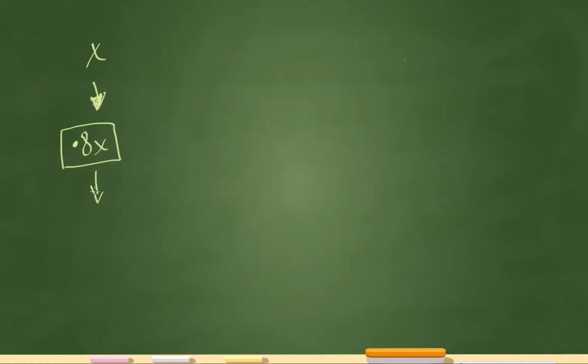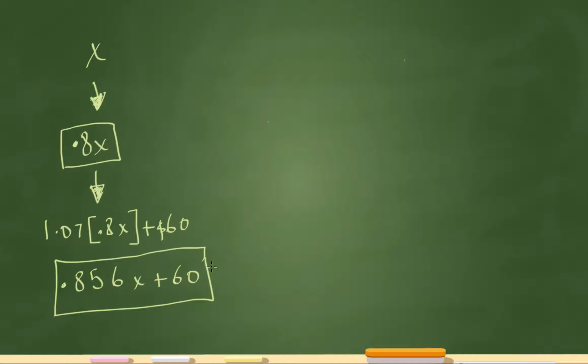And then from that point, I pay a tax. A tax is something that I tack onto the price. So if the tax is 7%, I have to do 1.07 times the price of the television, which at this point is 0.8x, plus my $60 flat fee of delivery. So if I do 1.07 times 0.8, it gives me 0.856x plus 60. So that would be my final answer.